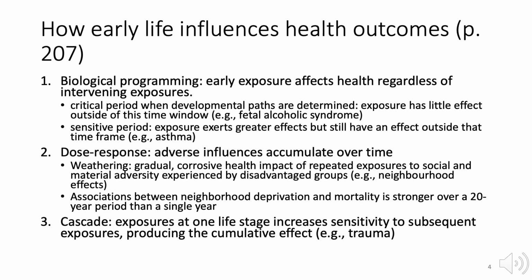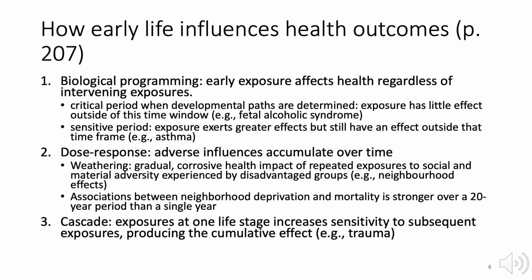There are three theories on how early life influences health outcomes. These theories are not mutually exclusive. The first of these is biological programming. Biological programming states that early life exposure affects health regardless of intervening exposures. For example, as a fetus, someone might have experienced alcoholic toxins, and this affects their health subsequently regardless of their subsequent consumption of alcohol as an individual.